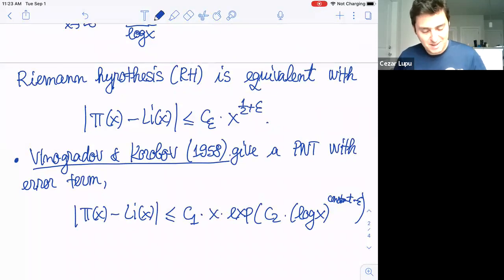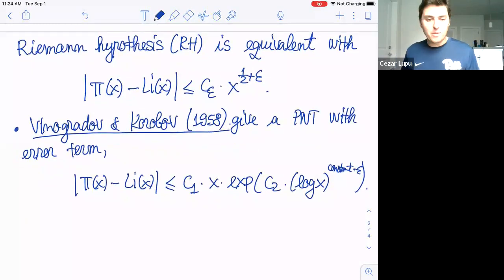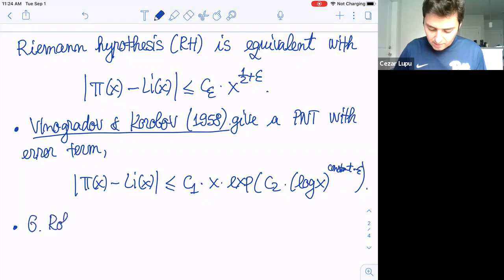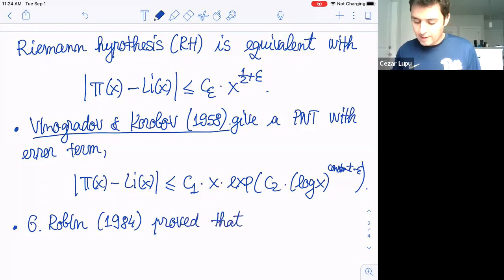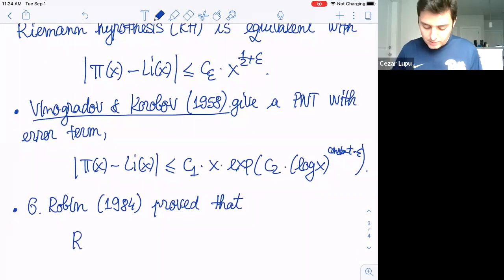I would like to see a comparison between this and the prime number theorem, but now in a different setting, and I will get closer to the purpose of this talk. There is another equivalence, which was proven by Guy Robin in 1984. He proved that the Riemann hypothesis is equivalent with the following. In fact, I will use his results.